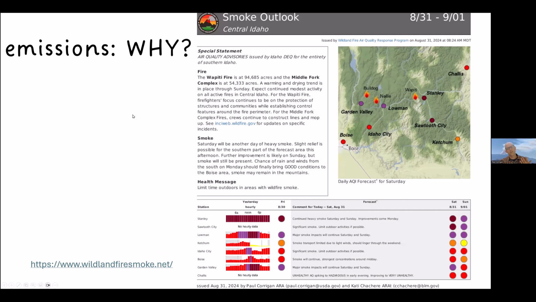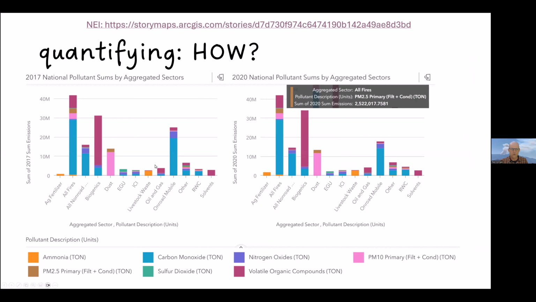Cool. So that's another reason of the why in terms of emissions. And then I'll segue here to quantifying them, but also at the same time, we're looking at the why a little bit on this slide here. We are looking at the EPA's national emissions inventories for 2017 on the left and 2020 on the right. And a question for you guys: what sector has the greatest emissions?